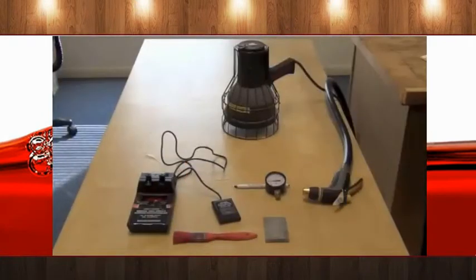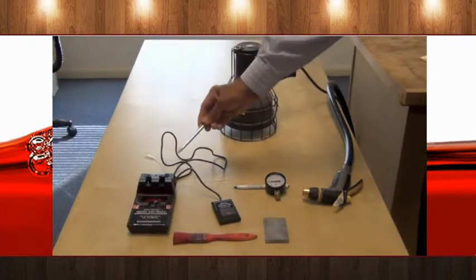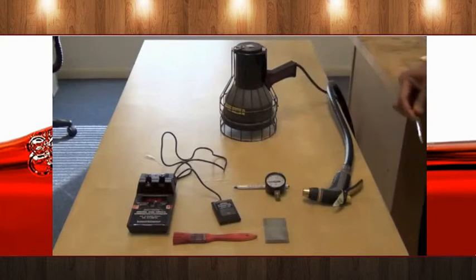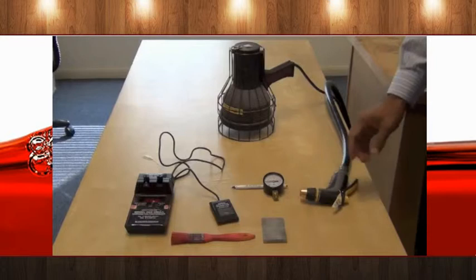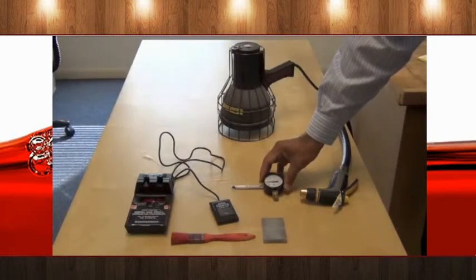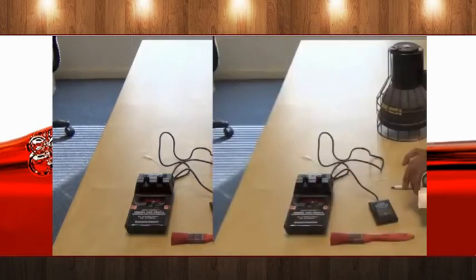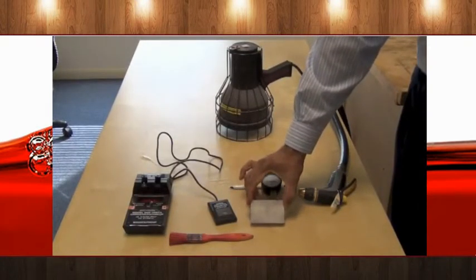Here are some more accessories that will be required. We have the black light here, the light meter to check the visible light or the black light intensity, a brush to apply the penetrant, a water nozzle for water washing, a pressure gauge to check that the pressure of the water does not exceed 40 psi, and a comparator plate for qualification of the penetrants.